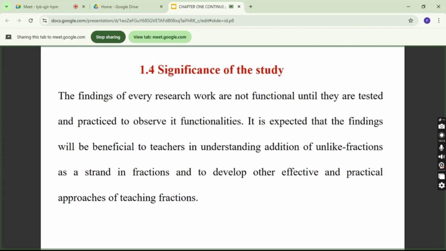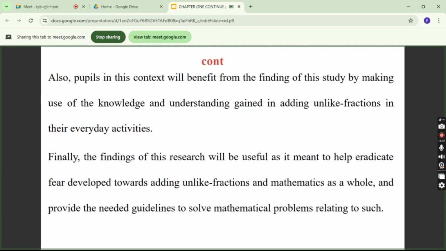After testing, I just realized that it will benefit the students and also the teachers to understand the topic fraction and the subtopic online fraction. So every significance of the study focuses much on the outputs that come out at the end of your project work or your research writing. Also, pupils in this context will benefit from the findings of this study by making use of knowledge and understanding gained in adding online fraction in their everyday activities.